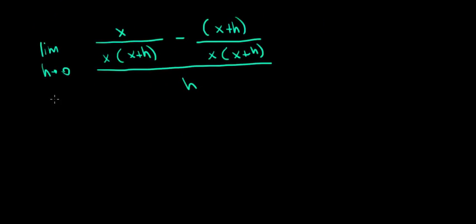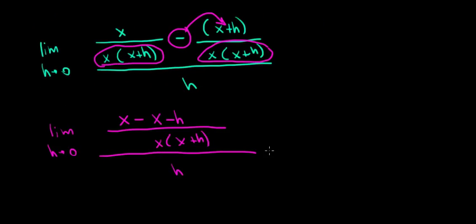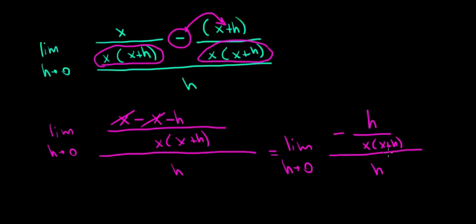Change colors real quick. So because we have the same denominator, x times x plus h, on both sides, well, let's write it as a common fraction. So we would have the limit as h approaches 0, x minus x plus h, after we open the brackets, would be x minus x minus h, because the negative sign changes the positive sign, divided by x times x plus h, everything divided by h. Okay, that's equal to the limit as h approaches 0. x minus x cancels out, so x and x cancel out, and we're left with minus h divided by x times x plus h, everything divided by h.